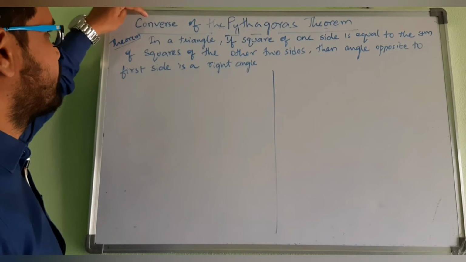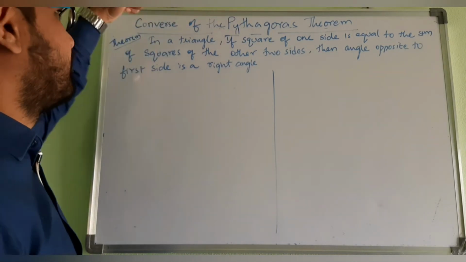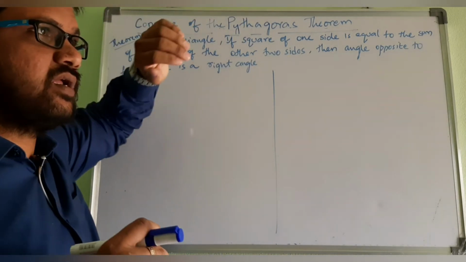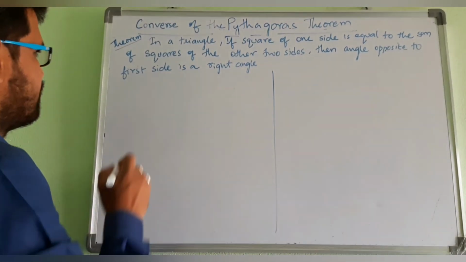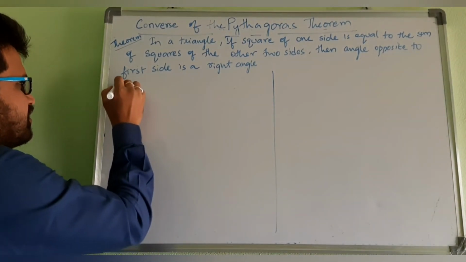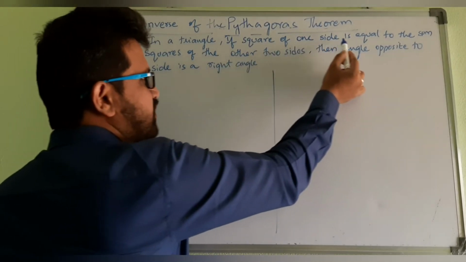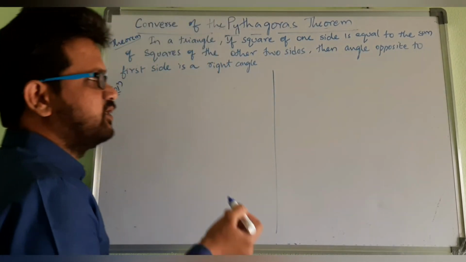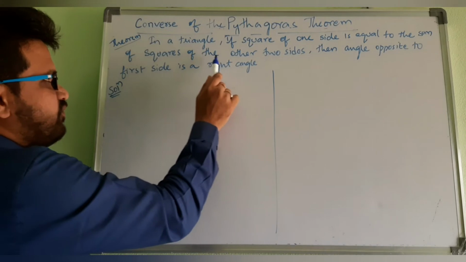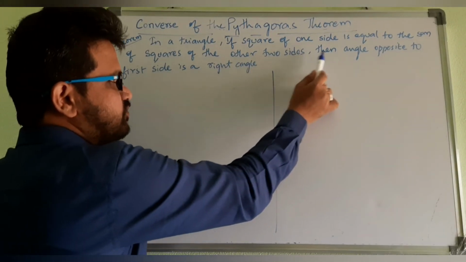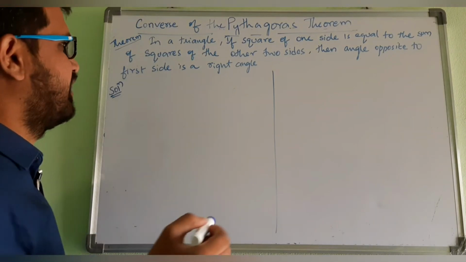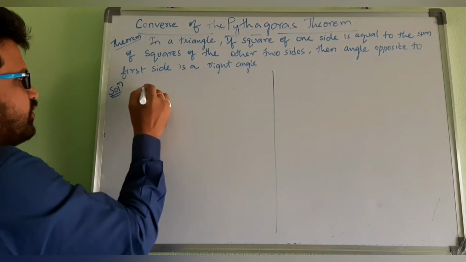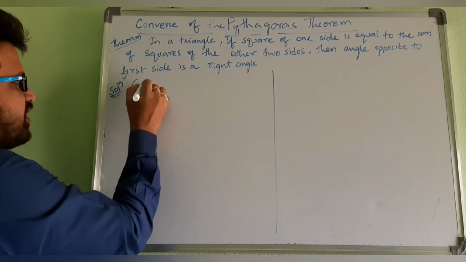But the converse of the Pythagoras theorem means the right angle is not given. So given that the square of one side, that one side being the hypotenuse, is equal to the sum of the squares of the other two sides, then the angle opposite to the first side is a right angle. Okay, so what is given is very important.